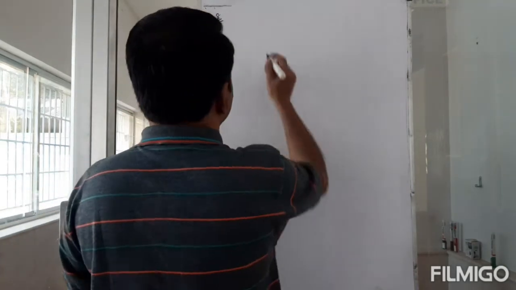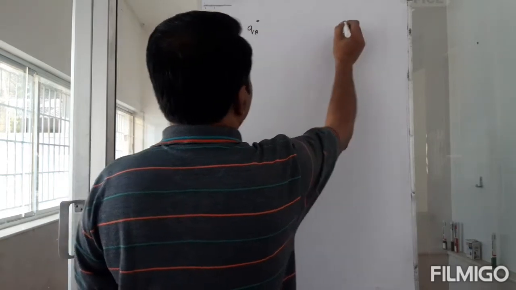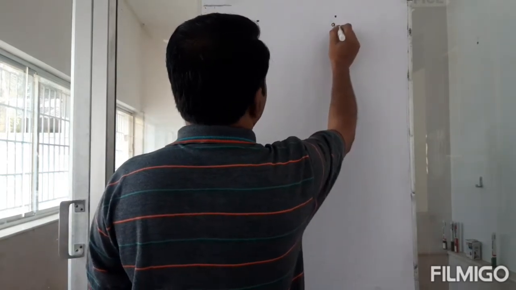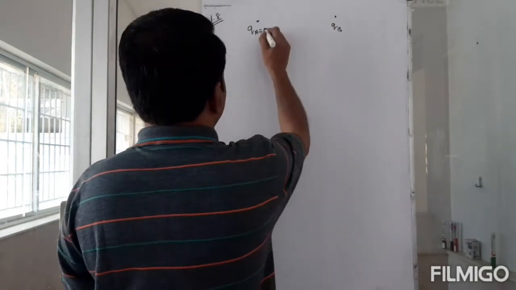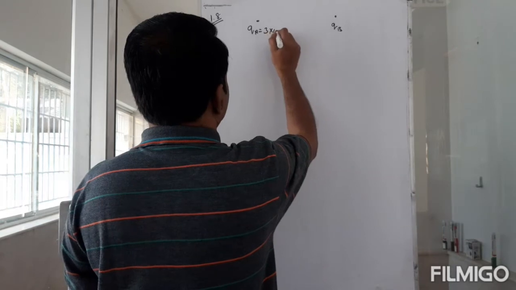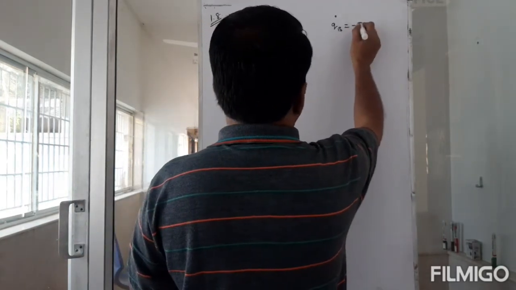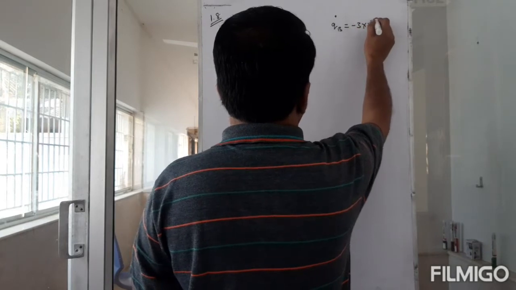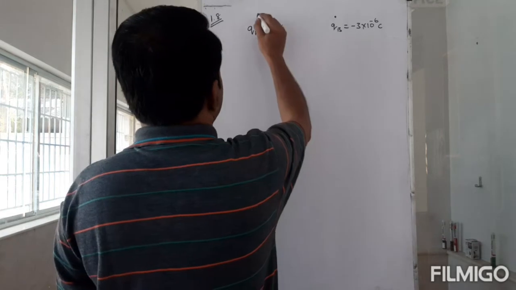Two charges, QA and QB. QA values 3 microcoulomb and this is equal to minus 3 microcoulomb, and they are separated by a distance of 20 centimeters.